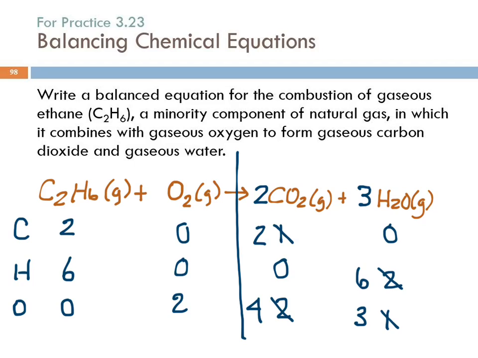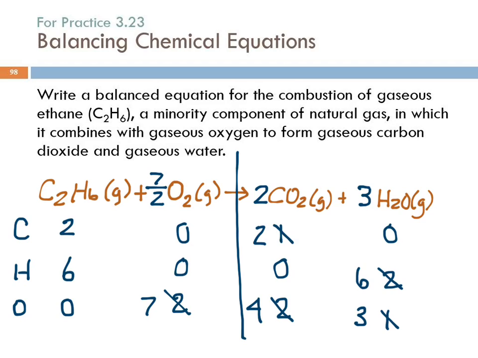So that's one way. Then we're going to end up with a fraction we need to clear. So let's go ahead and do that. So if we put 7 halves here, 7 halves times 2 will give us 7 oxygens, and 7 oxygens on the right. So we're balanced.